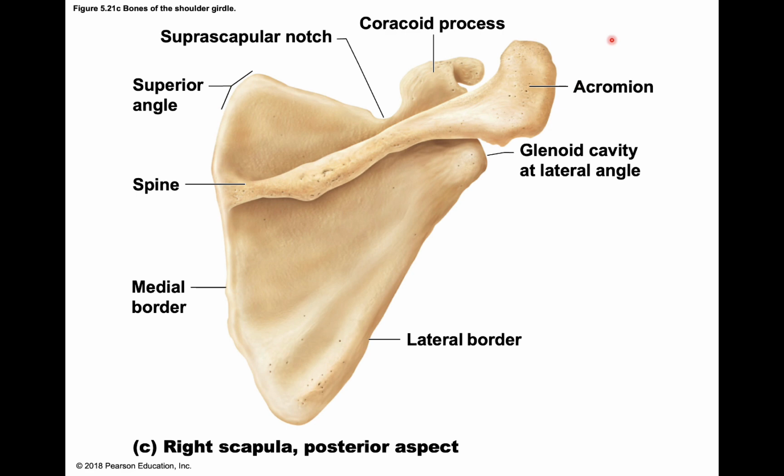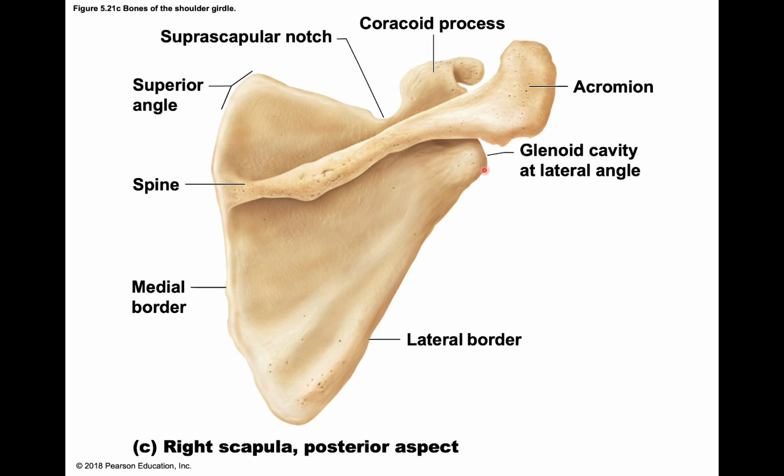A few key labels is, again, acromion. We've got the coracoid process. We've got the suprascapular notch, which is this notch right here. The superior angle, the spine, like we already labeled, the medial border, and the lateral border.